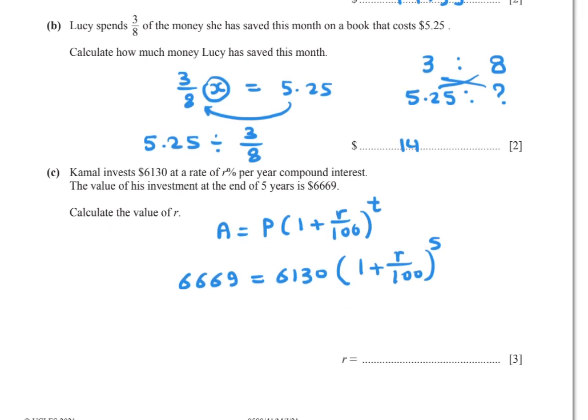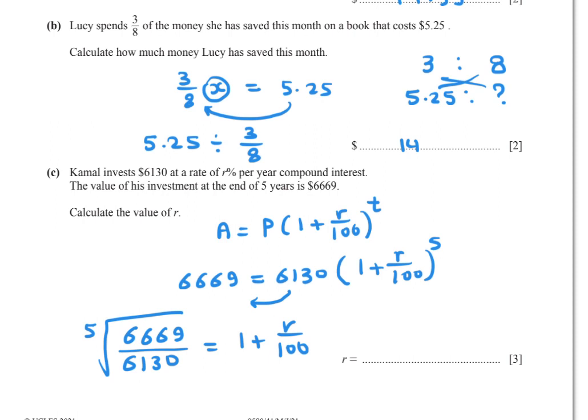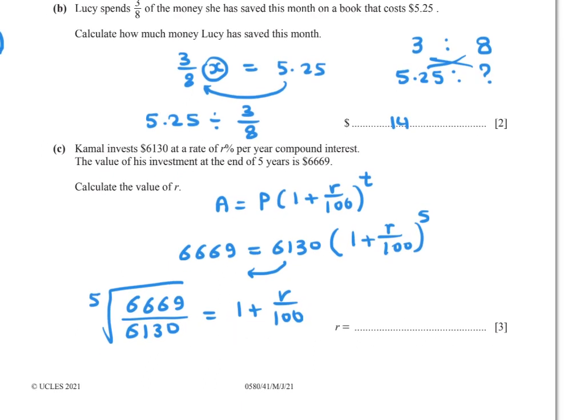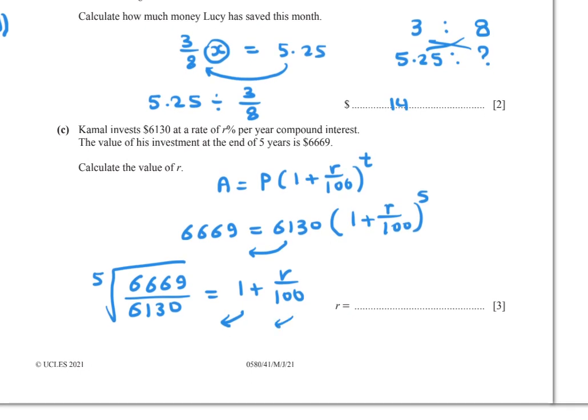Now to find R, divide 6,669 by 6130, then find the fifth root. This equals 1 plus R over 100. So the first step, 6130 goes to the other side by division. Then to remove the power 5, take the fifth root. Next step, the 1 goes to the other side by subtraction. And the 100 goes to the other side by multiplication.